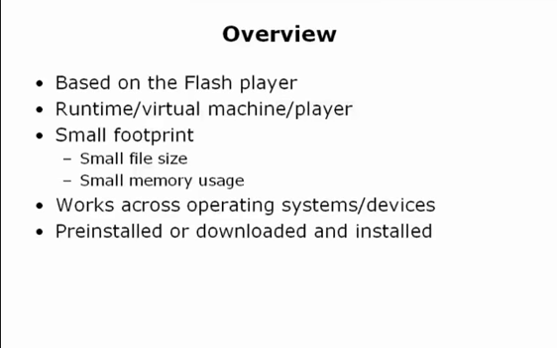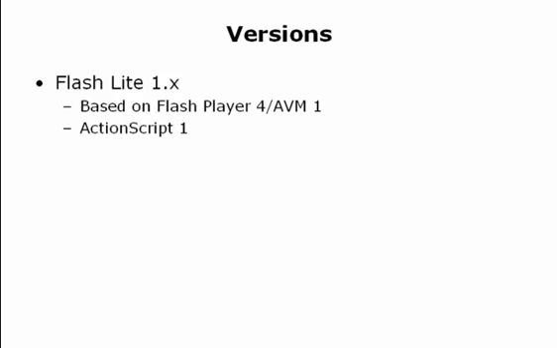There are 3 main versions. Let's take a look at them. The 3 versions of Flash Lite are Flash Lite 1. It was based on an early version of the Flash Player, Flash Player 4. It uses what has become to be called the ActionScript Virtual Machine 1. AVM 1 processes ActionScript 1, a language that had a quirky, multimedia-type syntax.